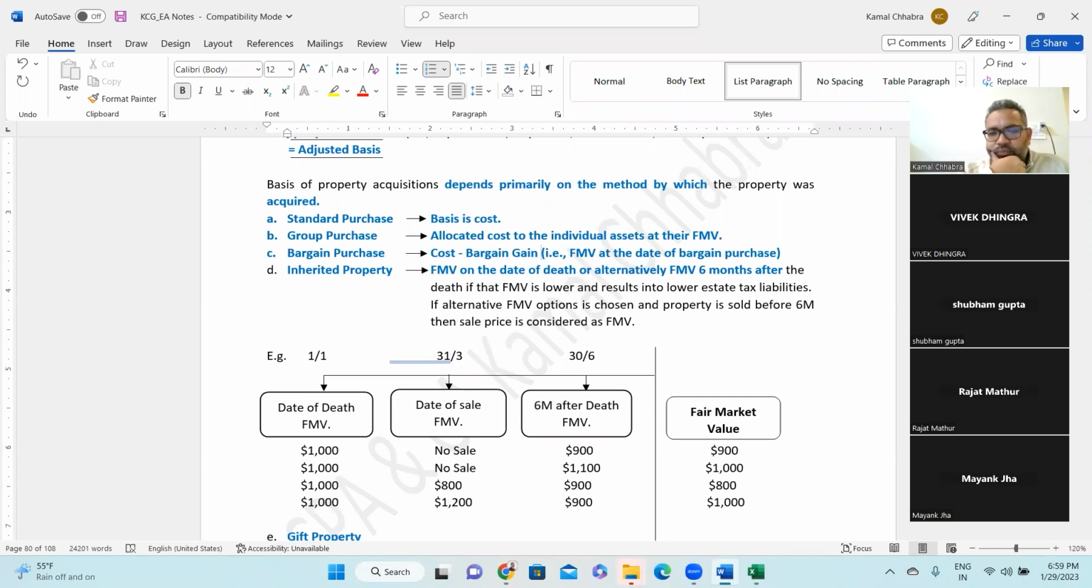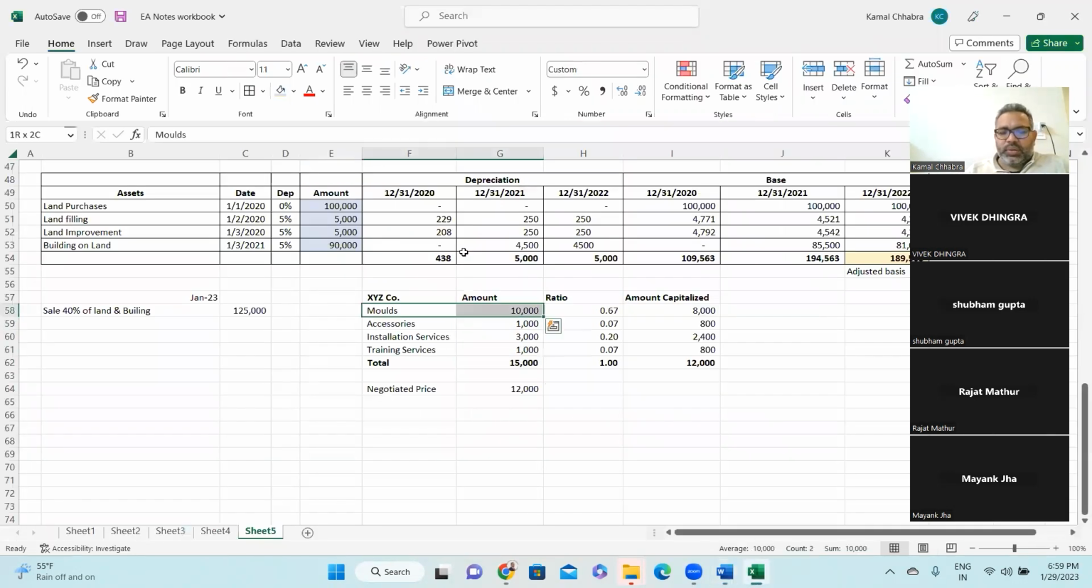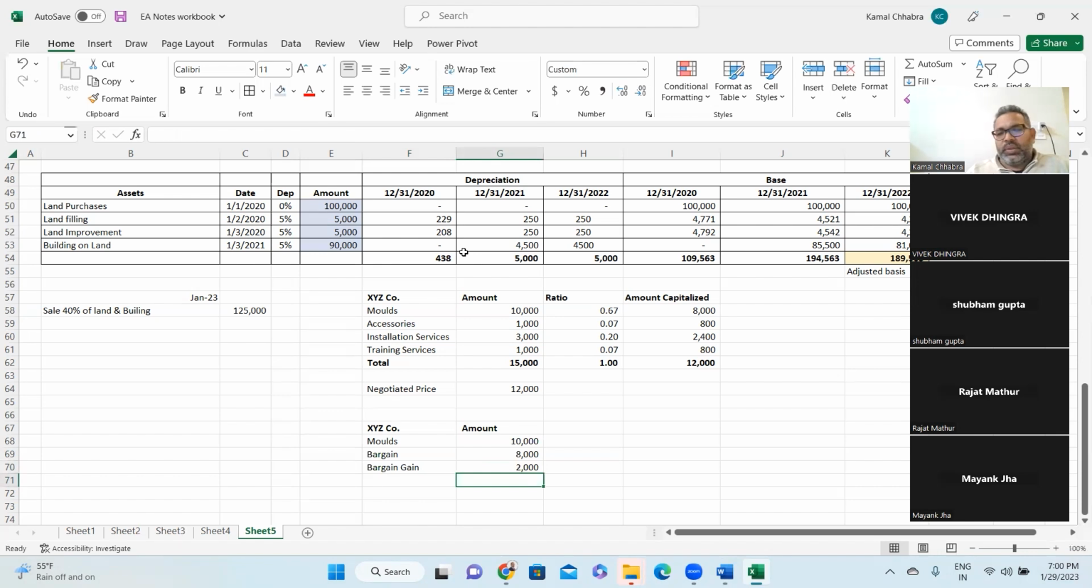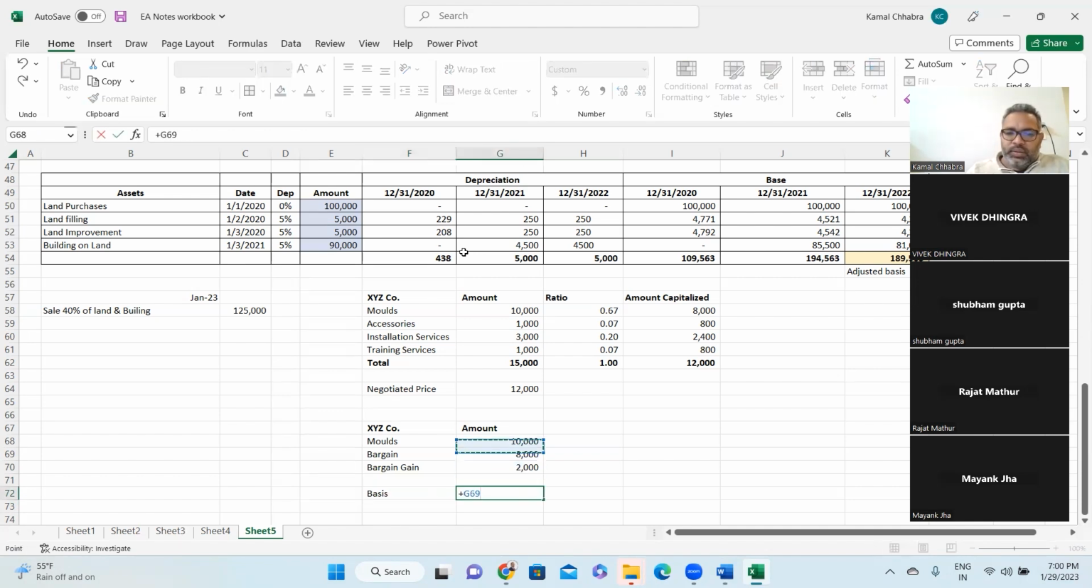Cost bargain. Sir, bargain, please explain once again. Bargain is simple. If, for example, this $10,000 moved, and you have bargain at $8,000, right? So your bargain gain is how much? 2,000. Right? This 2,000 is your bargain gain. So value basis will be 10,000 minus 2,000. This is what it means.